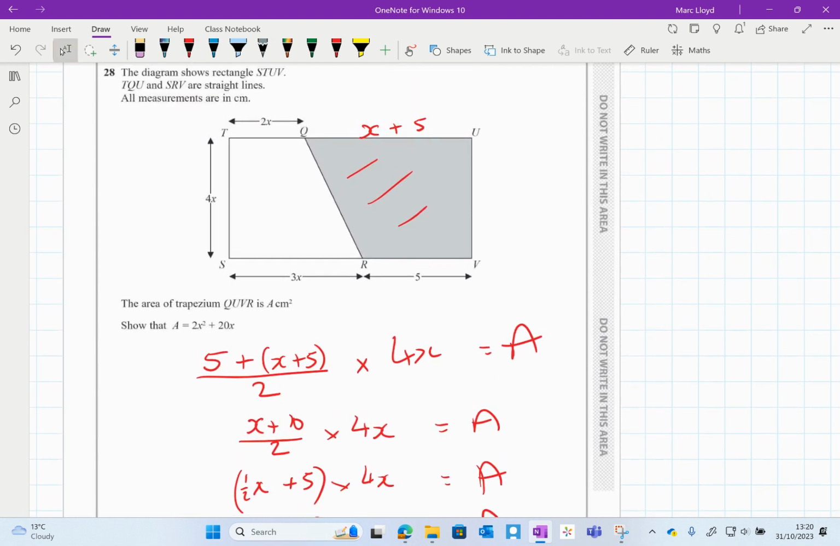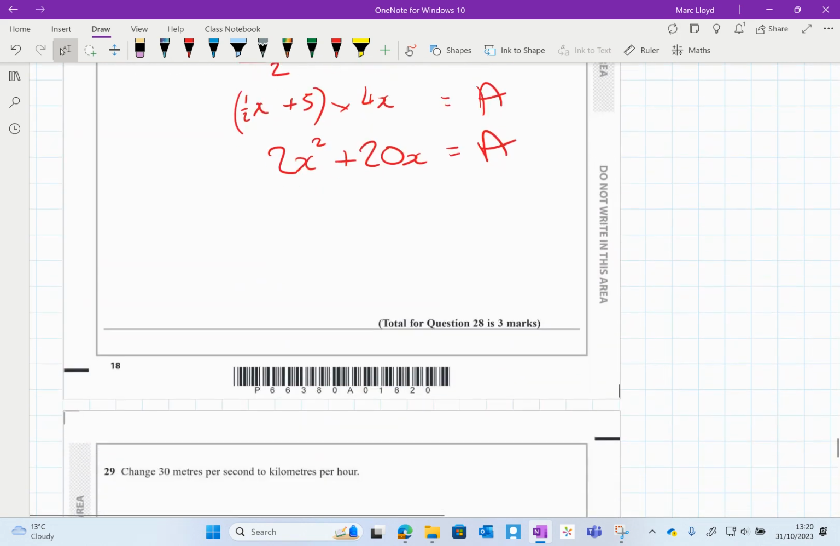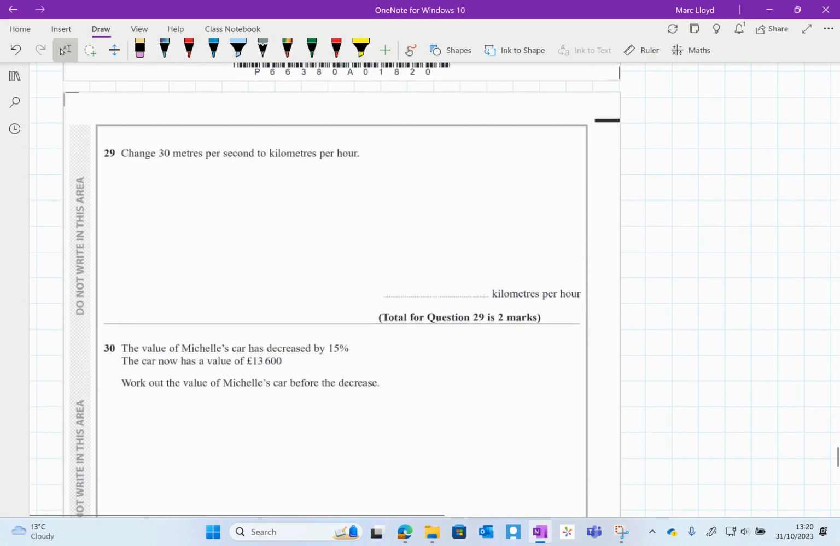I can see a lot of people struggling with that one, perhaps trying to work out the area of the rectangle, subtract the left-hand side. It is possible to do it that way, but yeah. Right, 30 meters per 1 second to kilometres per hour.